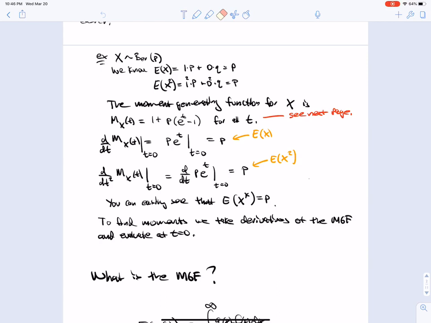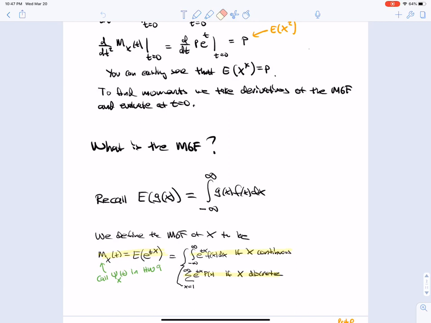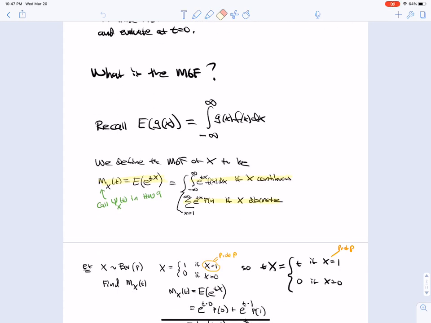But to find moments, we take derivatives of the MGF and evaluate it at t is 0. But what is the MGF? Let's recall that the expectation of a function of x, let's say x is continuous, is the integral from minus infinity to infinity of g of x, f of x, dx. And so the moment generating function is the expectation of e to the tx. So e to the tx is g of x in this case. If x is discrete, then we just have a sum instead of an integral.